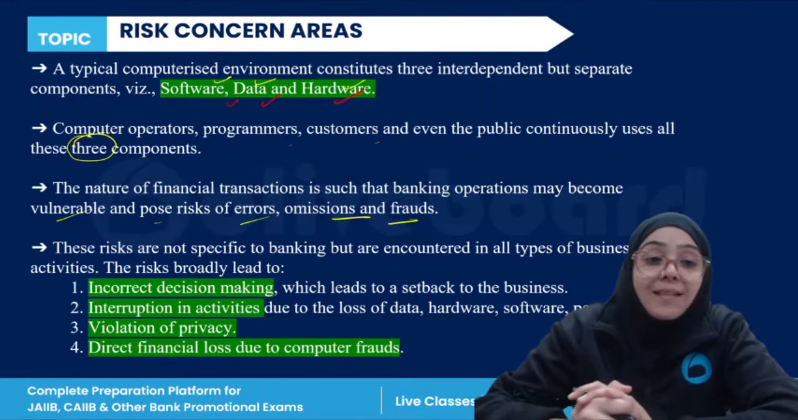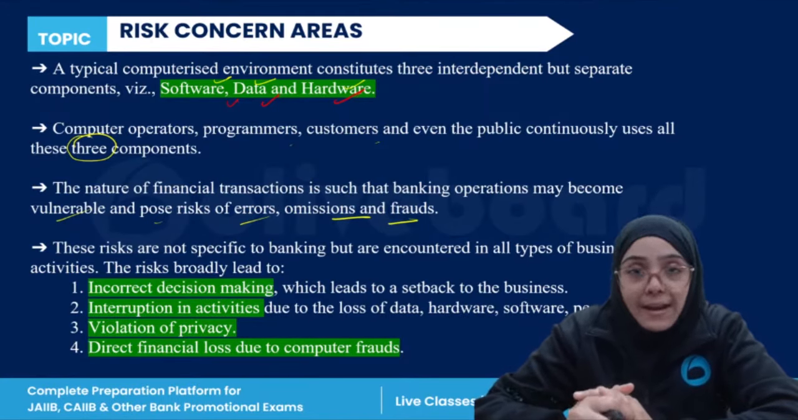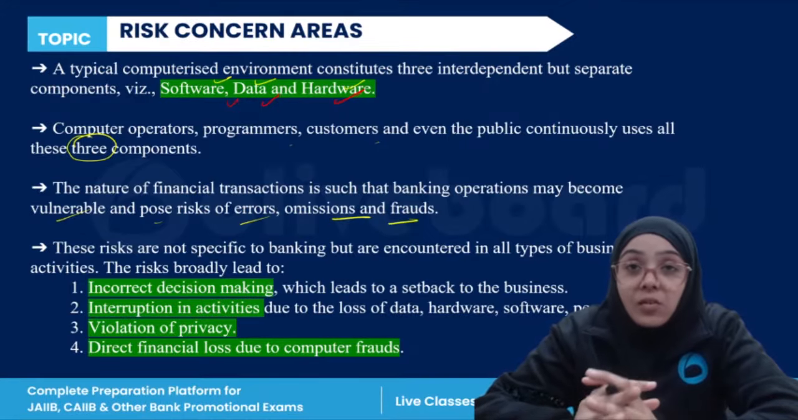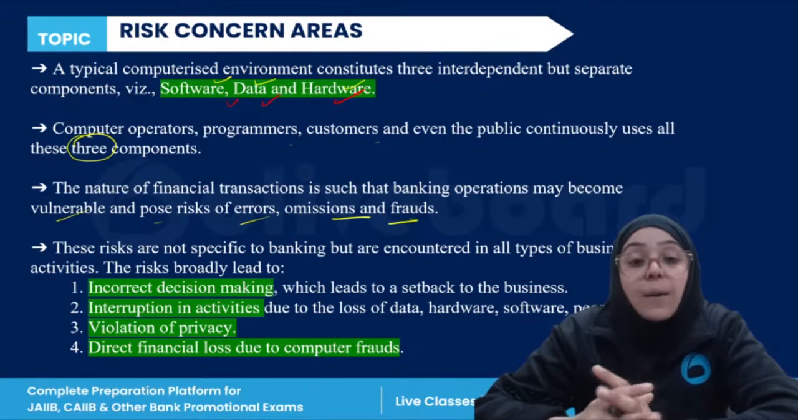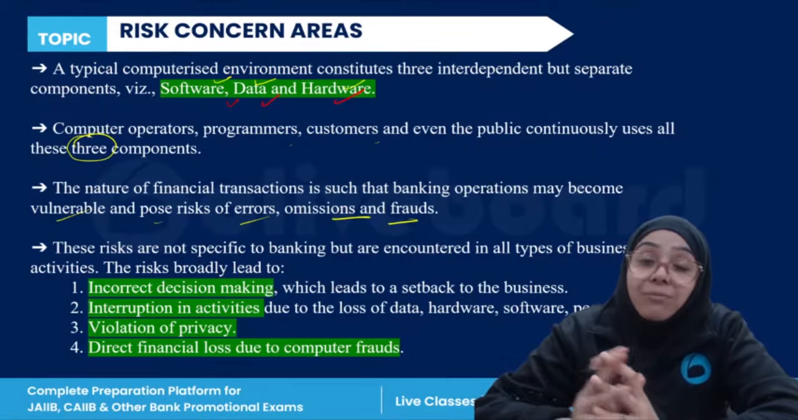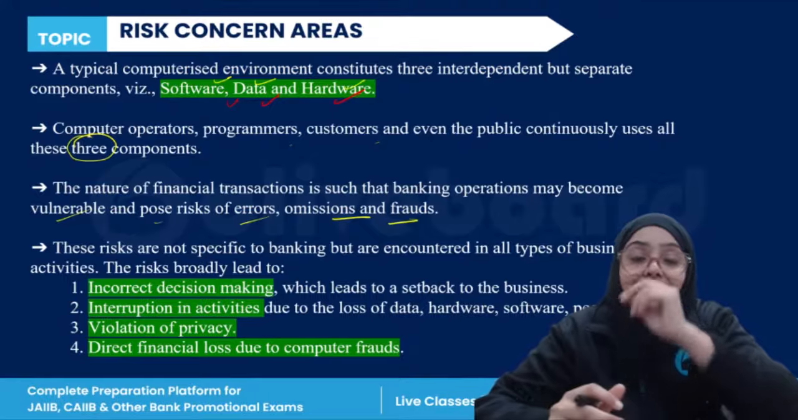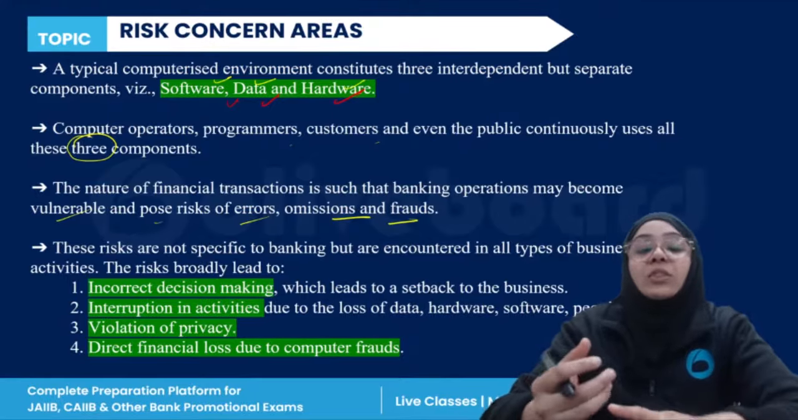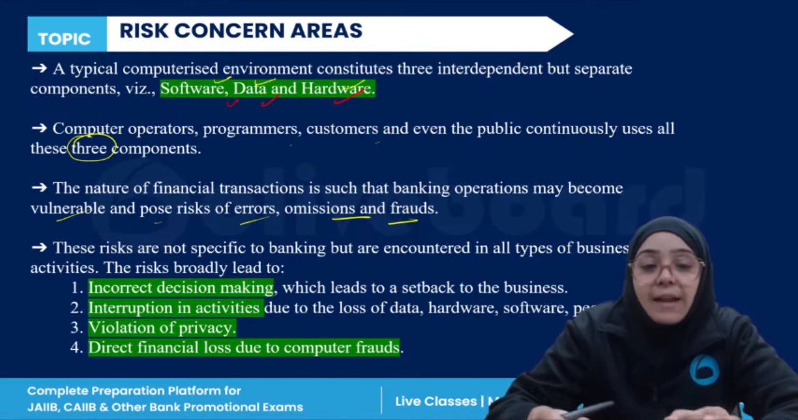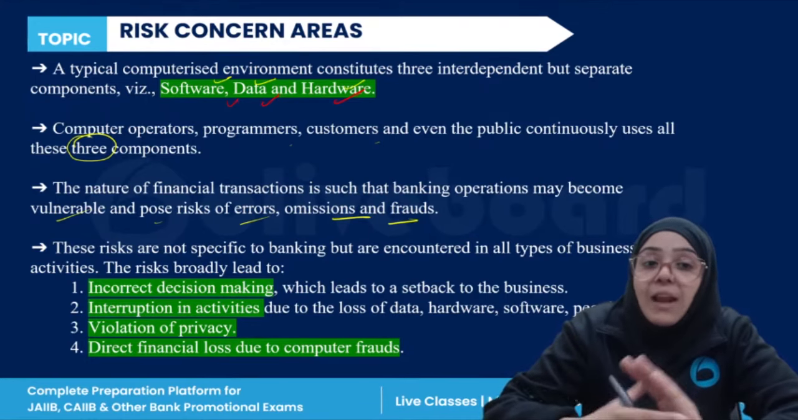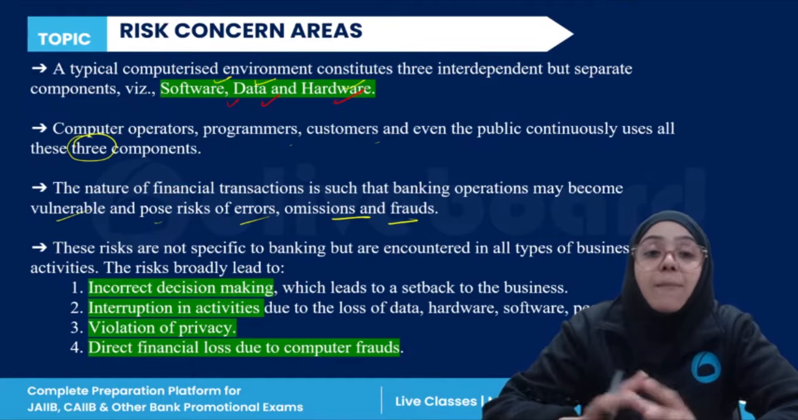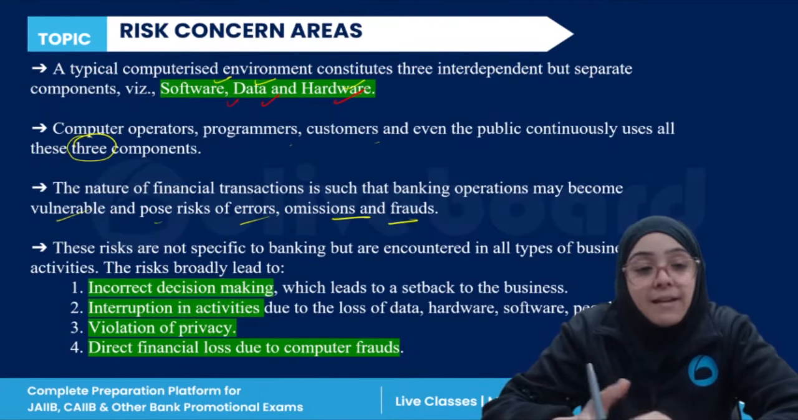Okay, so these risks are not specific to banking. If we use a computerized system in the banking environment, the risk is not limited to banking; it spreads to each and every business activity. Every business activity that uses software, data, and hardware is exposed to these types of risks, like errors, omissions, and fraud.